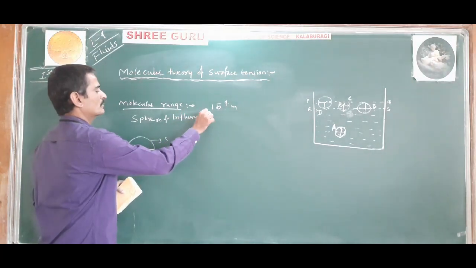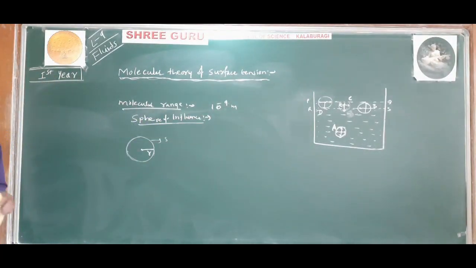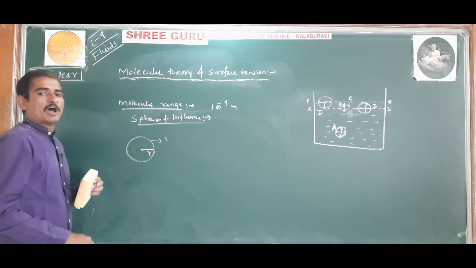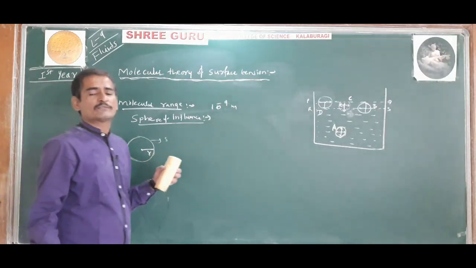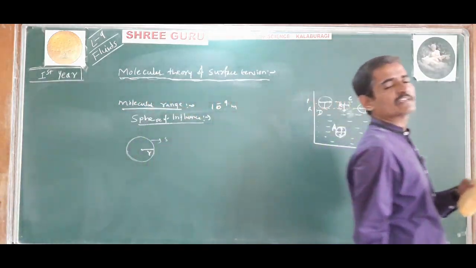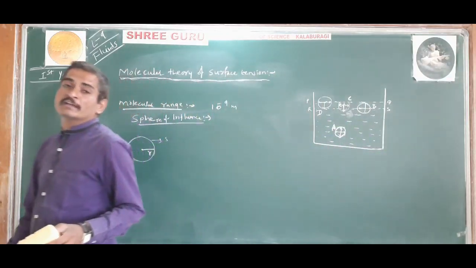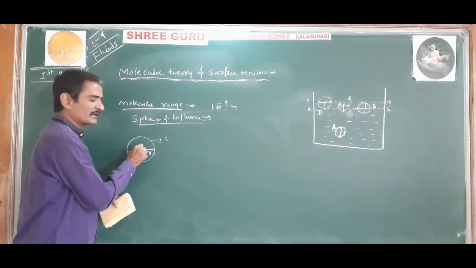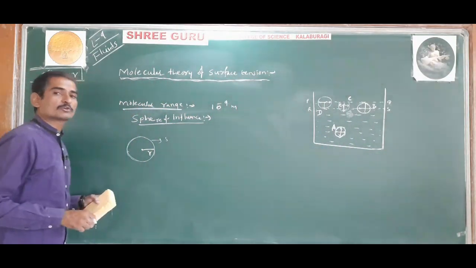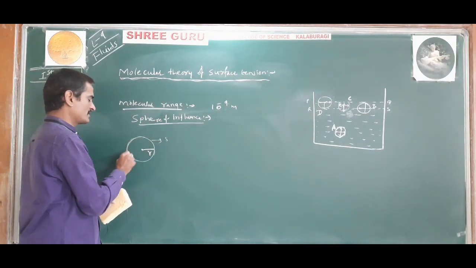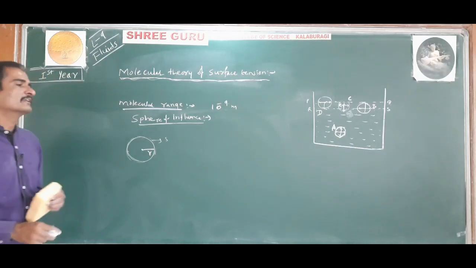Understand properly these two words. It will be used while explaining that one. What is molecular range? The maximum distance up to which the force of attraction between the two molecules is appreciable. That distance we call as molecular range. A sphere with the molecule at the center, and the radius equal to the molecular range, is called as sphere of influence.